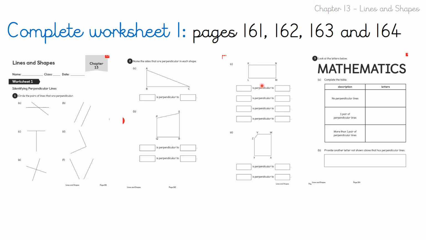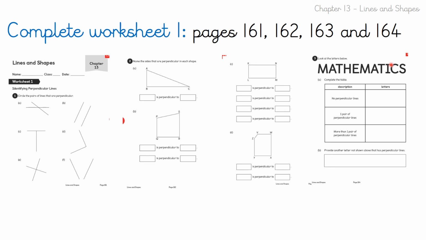Second activity, pages 162 and 163, you need to look at the 4 different figures and use the letters, use the names of the lines to state what lines are perpendicular, okay? So for example, I can see here that AB is perpendicular to BC. So I will have to write in this first box the name of the first line, so AB is perpendicular to the name of the second line, which is BC, okay? So AB is perpendicular to BC. And then we're the same here in C and D.